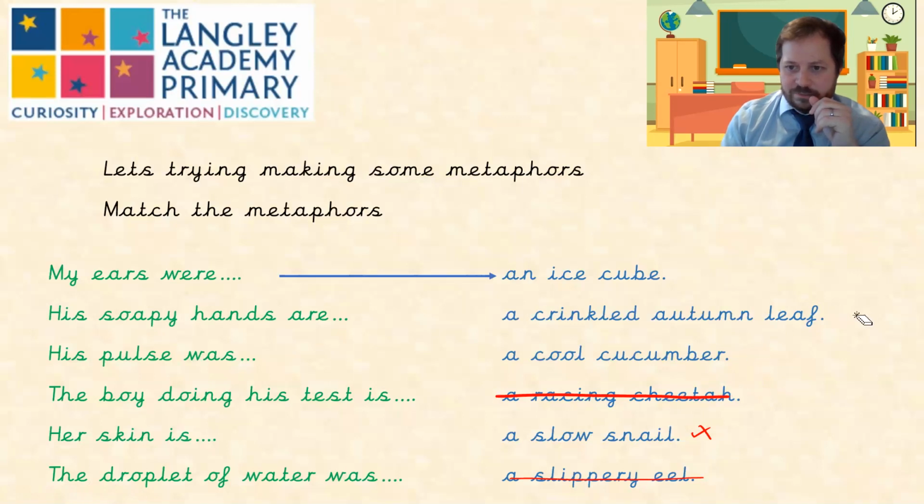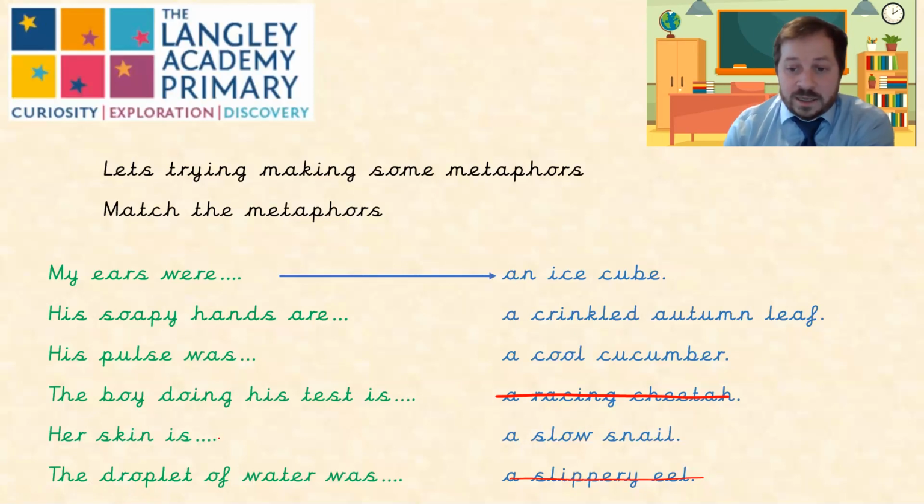What do we have left? So we have the boy doing his test is, her skin is, and a droplet of water was. So the boy doing his test is a crinkly autumn leaf. Doesn't really work. The boy doing his test is a cool cucumber. Does work. He is calm and collected. The boy doing his test is a slow snail. Could also work because he's being slow, but again, doesn't leave a trail. So maybe one of those two. Let's see if we can rule out any others.